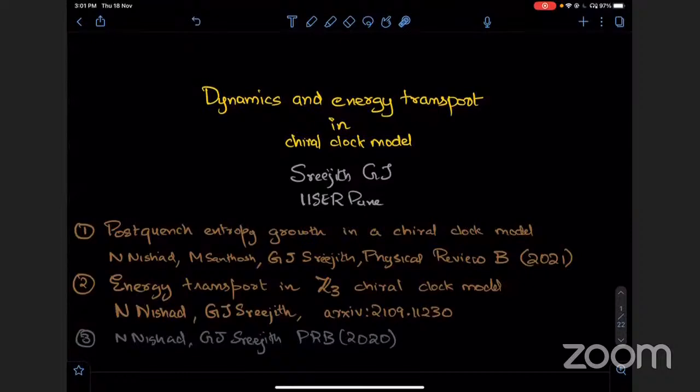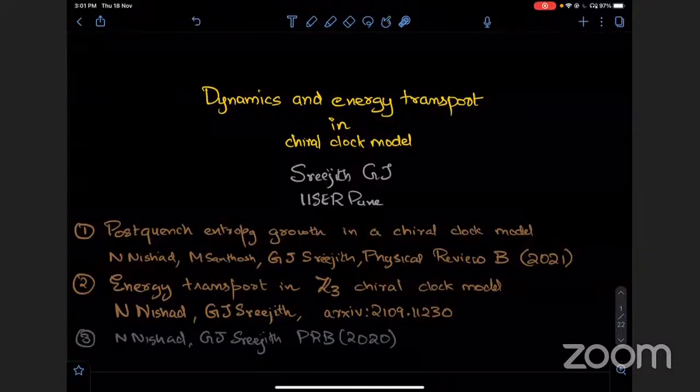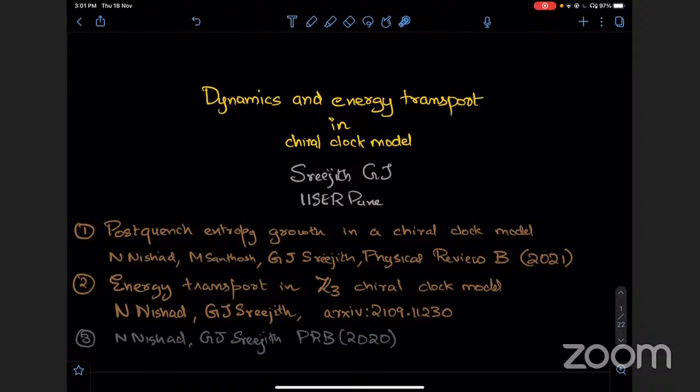Thank you. Thanks for inviting me to give this talk on our work on dynamics in the chiral clock model. The presentation that I'm giving today is based on the first two papers, post-quench entropy growth in the chiral clock model and energy transport studies in the chiral clock model. Some of the results are based on some intuitions from a previous study on the same model.